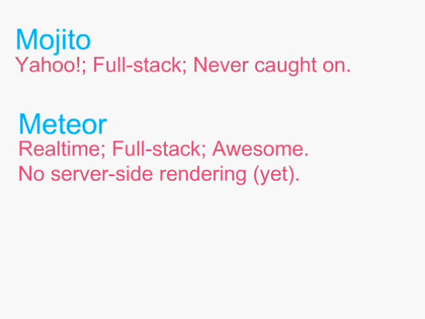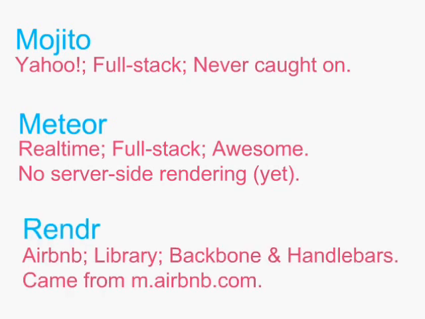And then there's Render. Render is one that I wrote at Airbnb. It's more of a library than a full stack framework, and it's based on Backbone and Handlebars. It came from our mobile website, m.airbnb.com. This was originally a Backbone app on Rails, so Backbone on Rails. But we decided to try to convert it over to run on the server side as well, and Render is what came out of it. It's been open sourced for about a year now, and feel free to check it out.